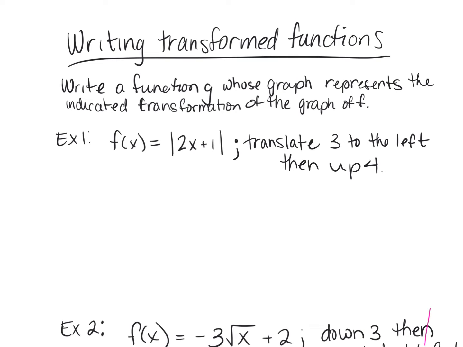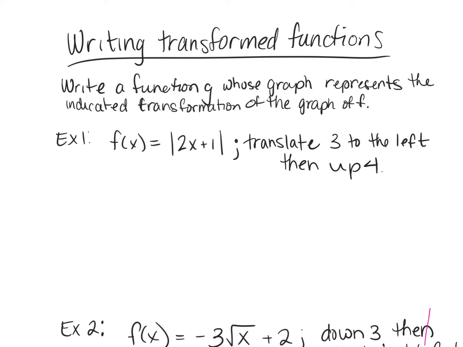So the instructions will say write a function g whose graph represents the indicated transformation of the graph of f. So the first example, f of x is equal to the absolute value of 2x plus 1. We want to translate it to the left 3 units and then up 4.